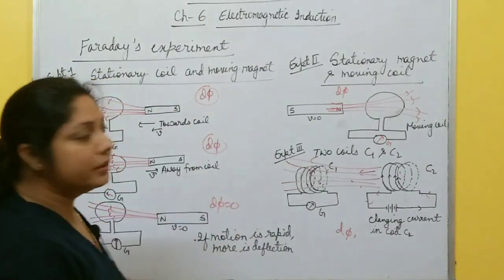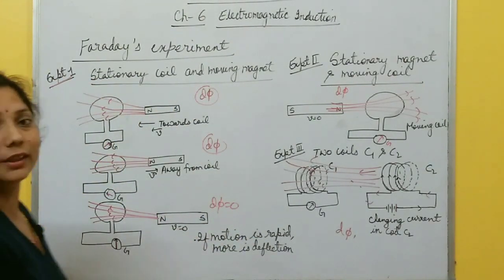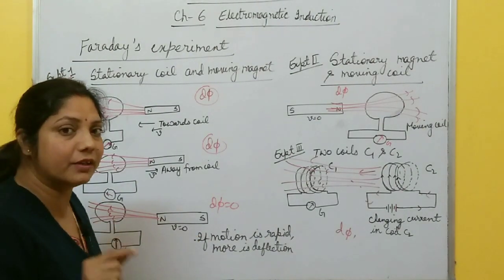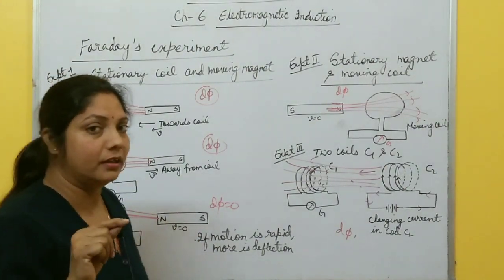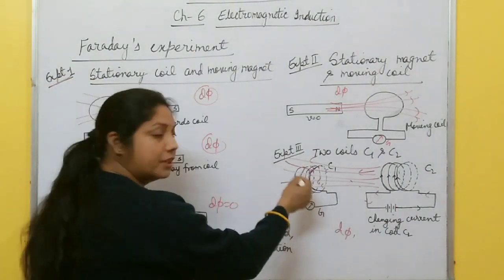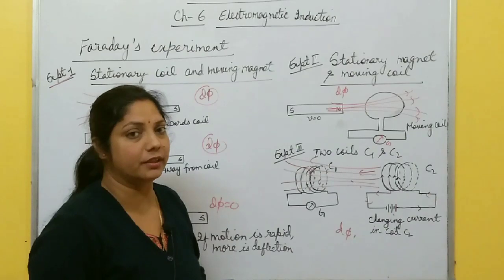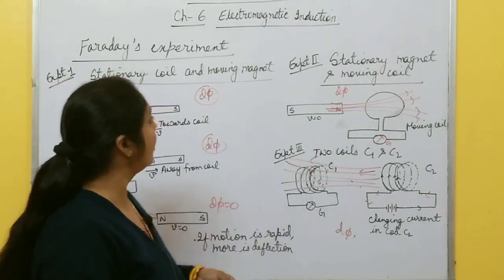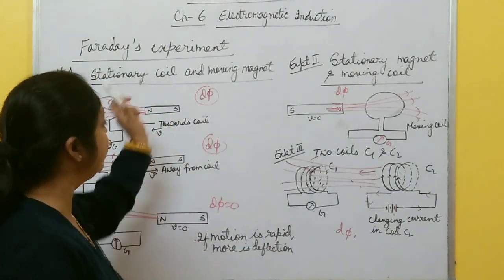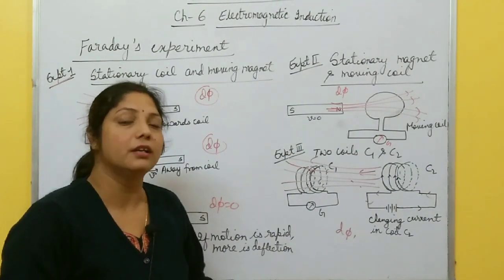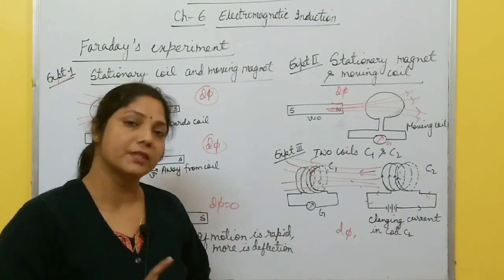So from all these experiments, he came to the conclusion that whenever there is a change in magnetic flux linked with the coil, an EMF is induced in the coil, and hence if the coil is closed, current is induced in the coil. So this is all about Faraday's experiment. On the basis of these experiments, there are two laws of Faraday, Faraday's first law and Faraday's second law.